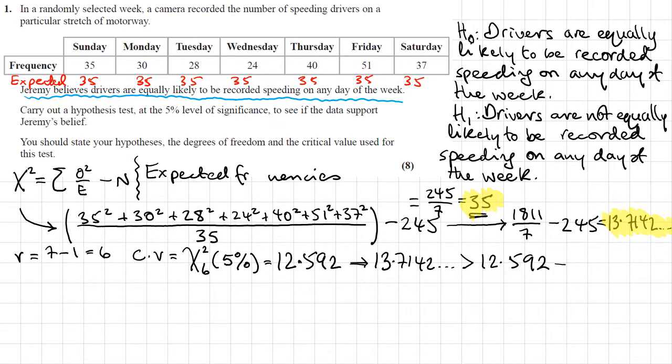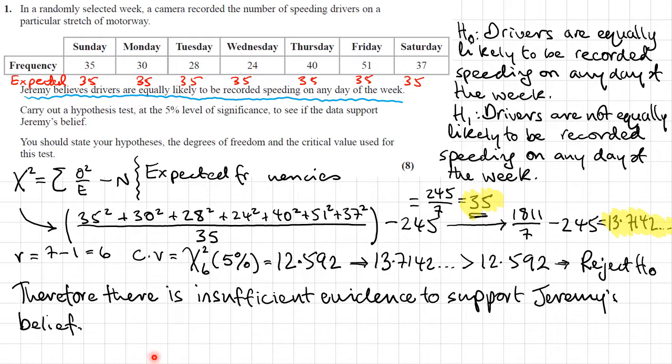So that means that I'm going to reject H0, and then we need to finish with a conclusion in context. So I would write something like, therefore there is insufficient evidence to support Jeremy's belief. Now we don't need to state his belief again, it's already written in the question. His belief is that drivers are equally likely to be recorded.